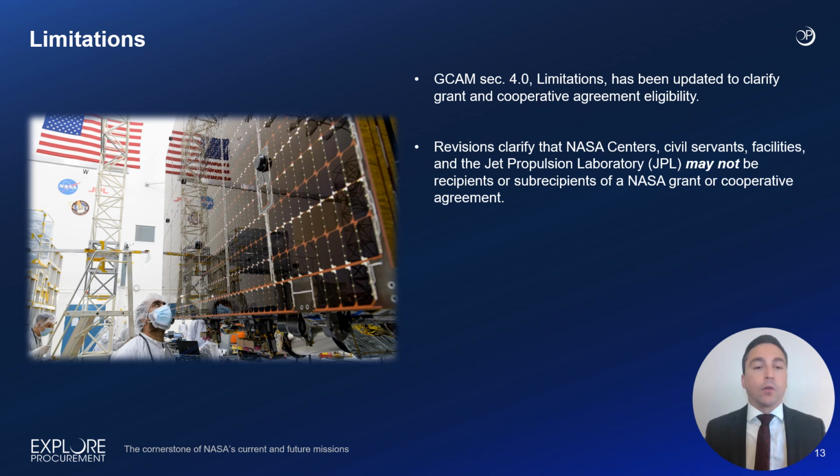NASA has clarified grant and cooperative agreement eligibility requirements in GCAM Section 4 limitations. We have clarified that NASA centers, NASA civil servants, NASA facilities, and the Jet Propulsion Laboratory, or JPL, cannot be recipients or subrecipients of a NASA grant or cooperative agreement. This does not mean that recipients cannot partner with these NASA entities. It just means that these NASA entities cannot receive financial assistance funding from NASA.